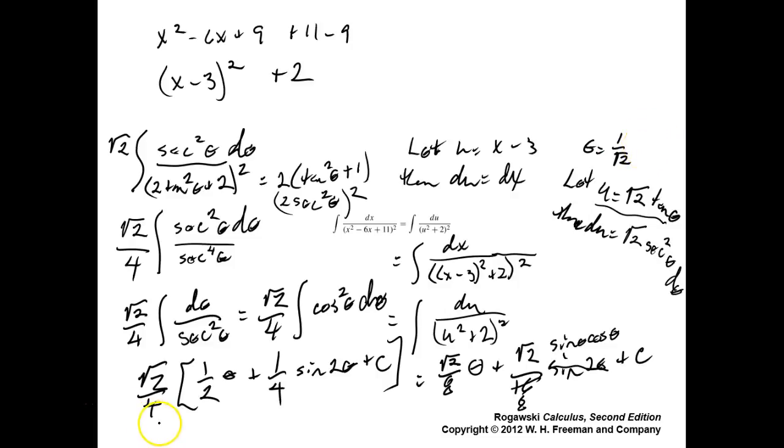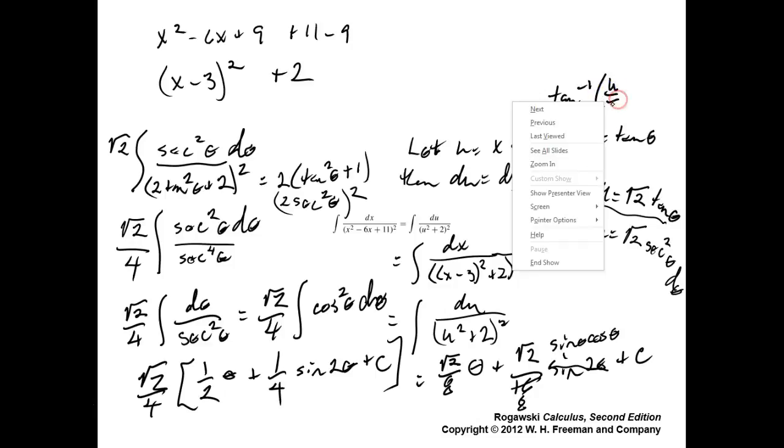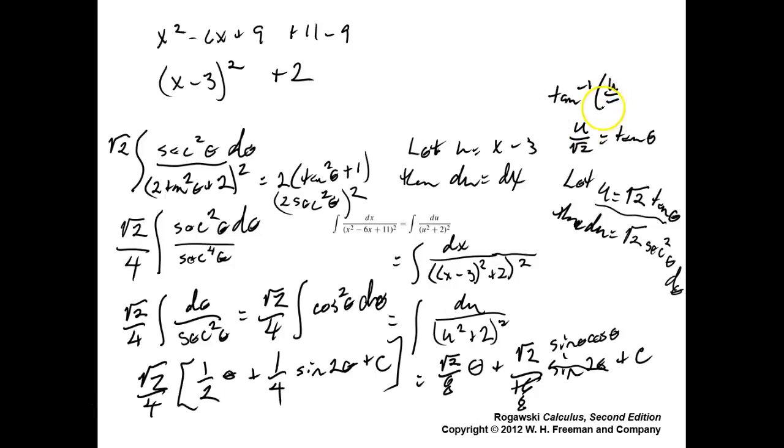Okay. Let me back off and do it. I was doing too many steps, perhaps. Let's solve this for theta. First thing, you divide both sides by root 2. So you have u over root 2 is equal to tangent theta, right? And then take the inverse tangent. So inverse tangent of u over root 2, that's what theta is equal to.